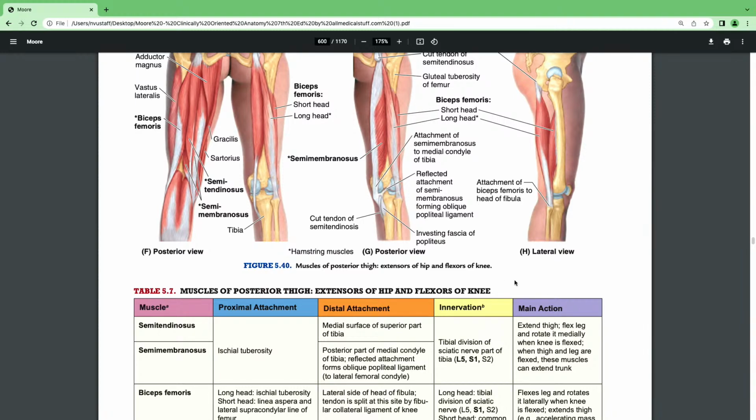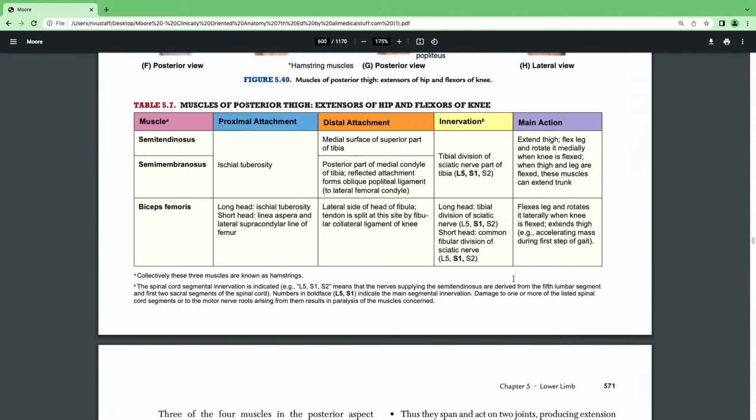So that's why you can find that semitendinosus, semimembranosus, and the long head of the biceps femoris muscle, all of them are making literally the same thing. All of them are extensors of the hip, but flexors of the knee. That's why they will extend the thigh, they will flex the leg at the knee joint, and important thing is that we will have some rotatory type of movement as well.